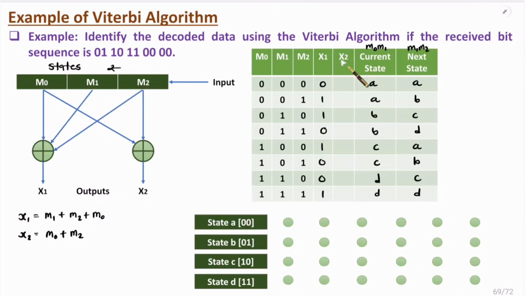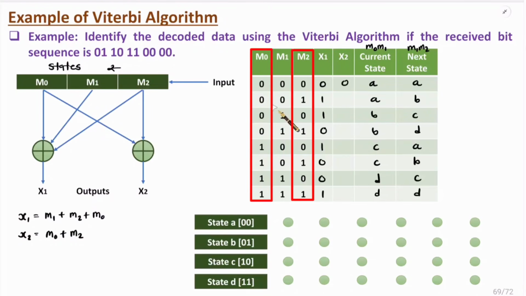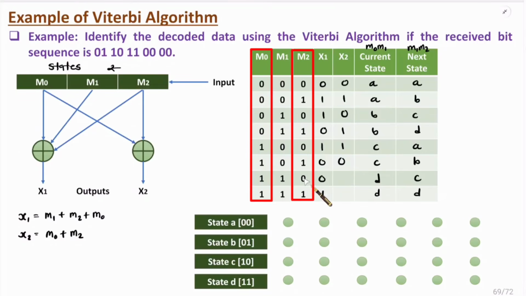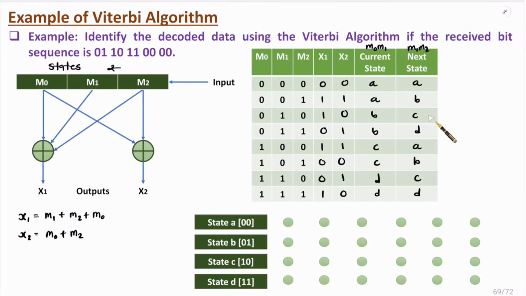If you talk about X2, then that is addition of M0 plus M2. You can observe M0 plus M2, that is X2. So 0, 0, 0, 0, 1, 1, 0, 0, 0, 0, 1, 1, 1, 0, 1, 1, 1, 0, 1, 0, 1, 1, 1, 0. So that is how one can make this table. Now using this table, we will identify trellis diagram.